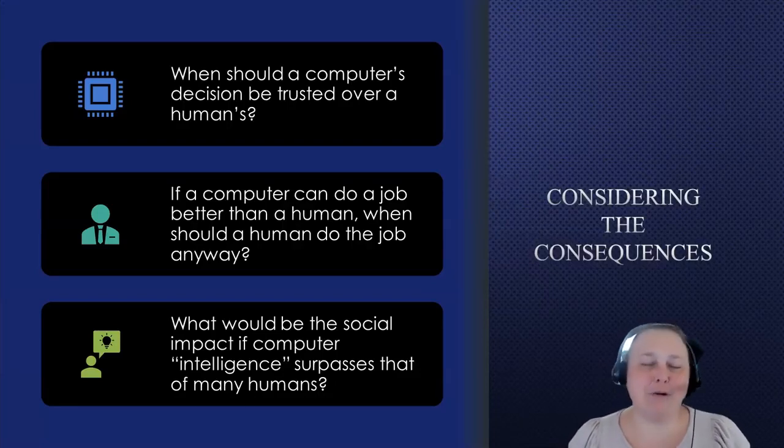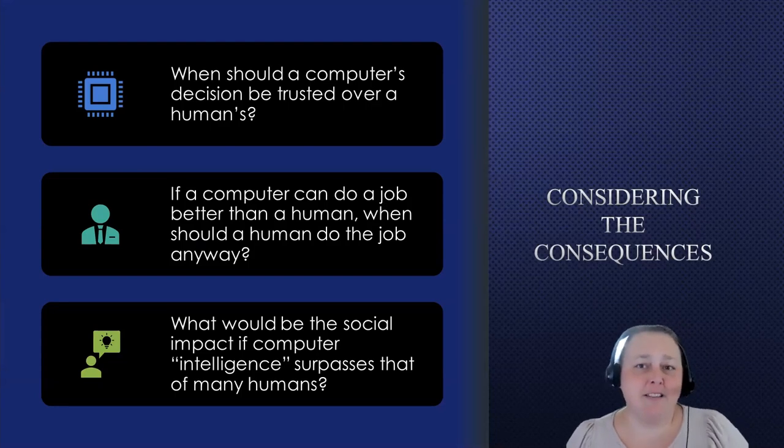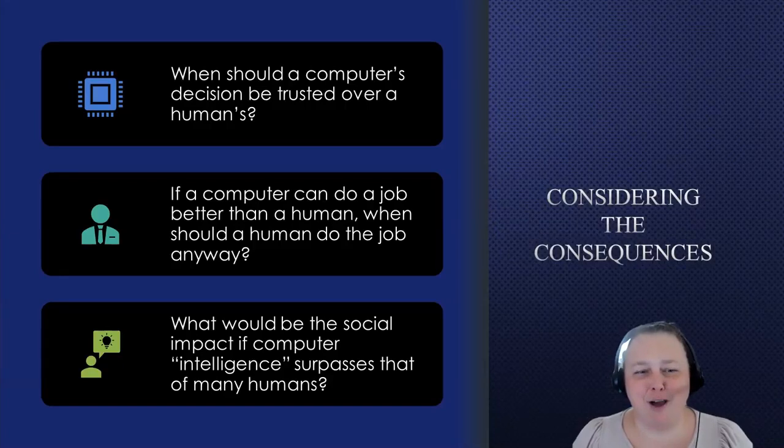Considering the consequences. So this is where that blurry line comes in of artificial intelligence and when is too much too much. So when should a computer's decision be trusted over a human's? Human intuition is something that's always going to be there, and we haven't figured out a way to mimic that. If a computer can do a job better than a human, why should a human do the job anyway? There is, again, something behind the human element. We have replaced humans when it comes to things that are dangerous or that a human should not be doing. But if we're going to automate everyone's job, then what's the purpose in having jobs, right?